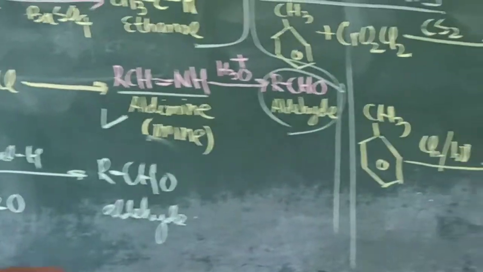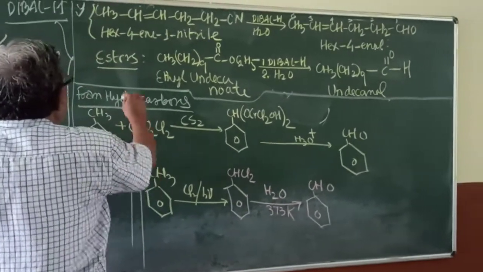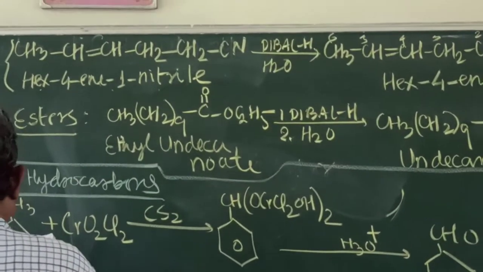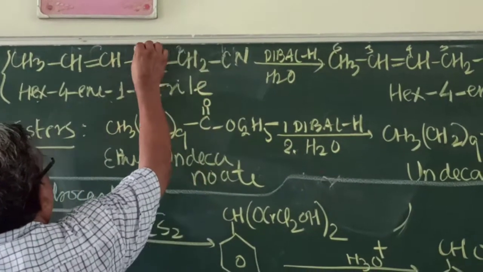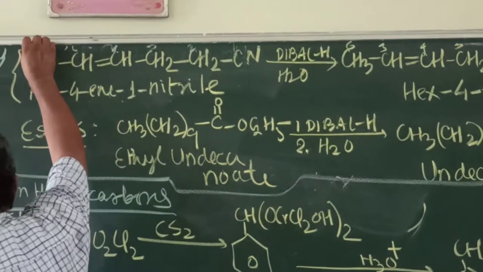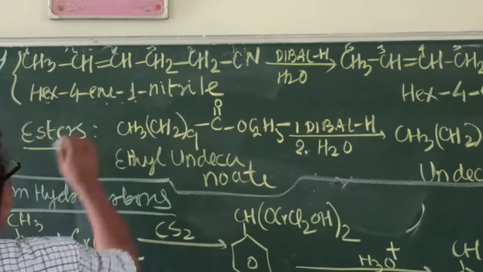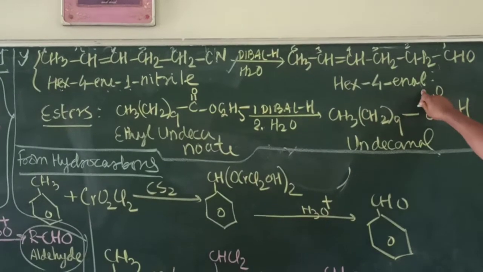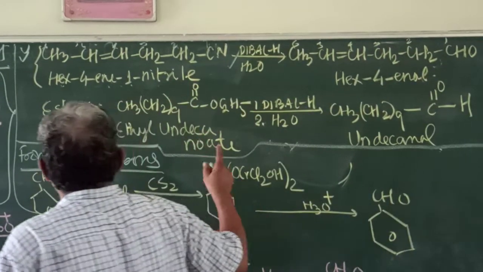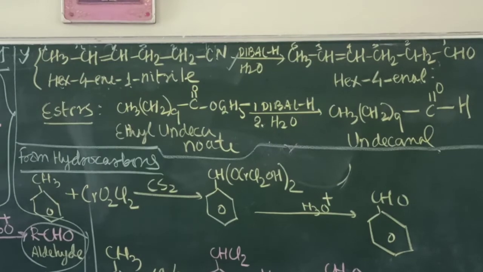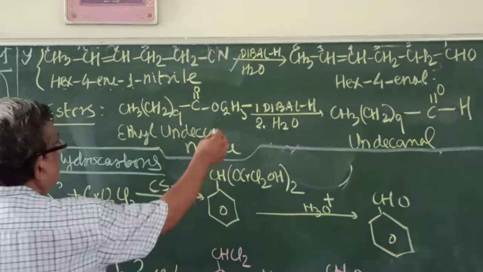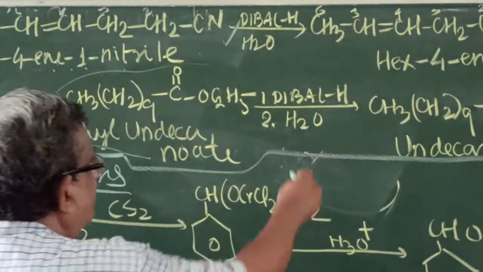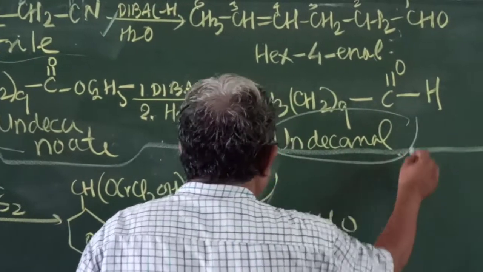Now let us take the example, and this example was asked in the CBSE. This is hex-4-ene-1-nitrile. Let us number it. 1, 2, 3, 4, 5, 6. Becomes hex-4-ene-1-nitrile. Using the same DIBAL-H, we get here hex-4-enal. Similarly, esters can also be reduced to aldehydes by using DIBAL-H. This is ester. The name is ethyl undecanoate. Using DIBAL-H, we get here undecanal.